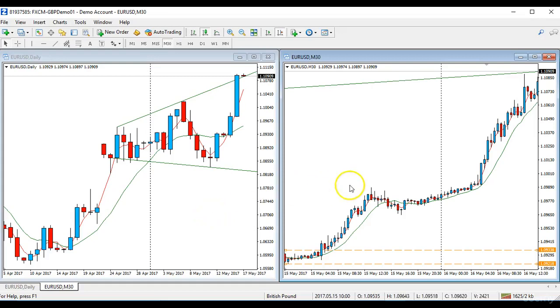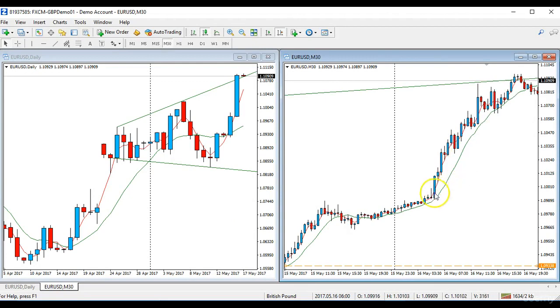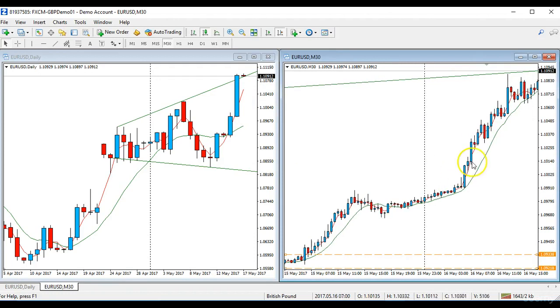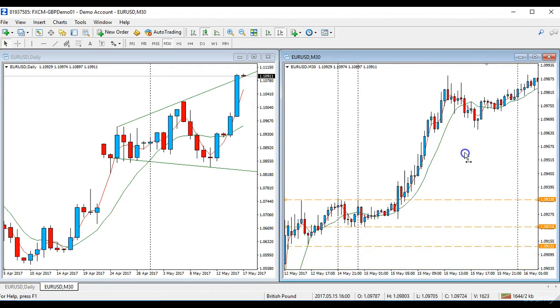So when I come back to this, what you can see now is what I was talking about before: you can now see how price starts to move with momentum on these 30-minute charts. This is what it looks like on the daily. This is what it looks like on the 30-minute chart. And here are great opportunities to find entries into this move.